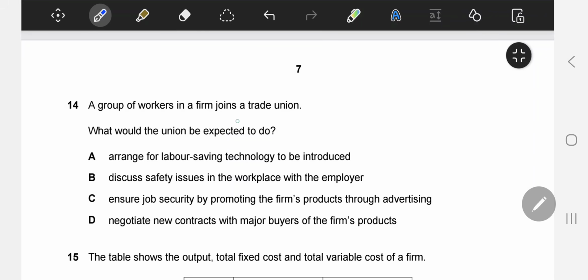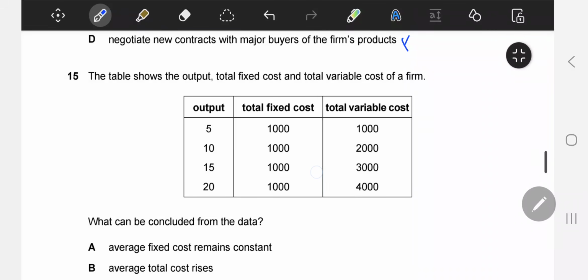A group of workers in a firm joins a trade union. What would the union be expected to do? Well, a union is going to fight or negotiate for their rights. Arrange for labor-saving technology to be included? No. If they do that, they have nobody to represent. Discuss the safety issues in the workplace with the employer. This is most likely to happen. Ensure job security by promoting the firm's products through advertising? They don't do that. They don't promote the firm's products. Negotiate new contracts with major buyers of the firm's products? They don't do that either. So 14 would be that. Let's go to 15.